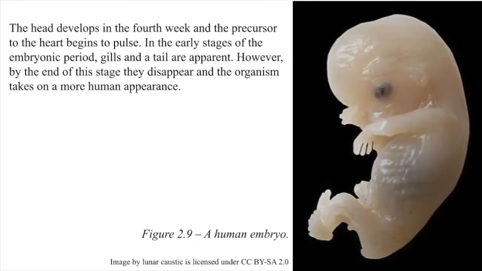The head develops in the 4th week, and the precursor to the heart begins to pulse. In the early stages of the embryonic period, gills and a tail are apparent. However, by the end of this stage, they disappear, and the organism takes on a more human appearance.